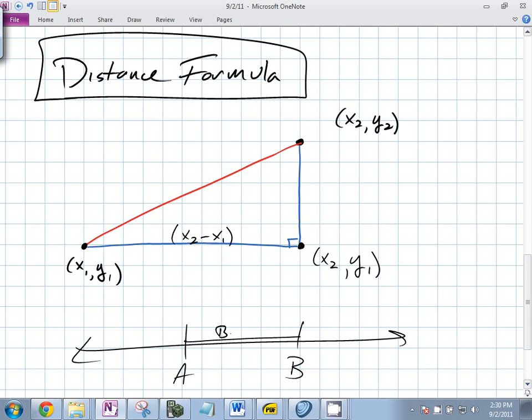Exactly. Now what about the y-coordinates? How high is this? How high is that triangle? Yeah, y2 minus y1.